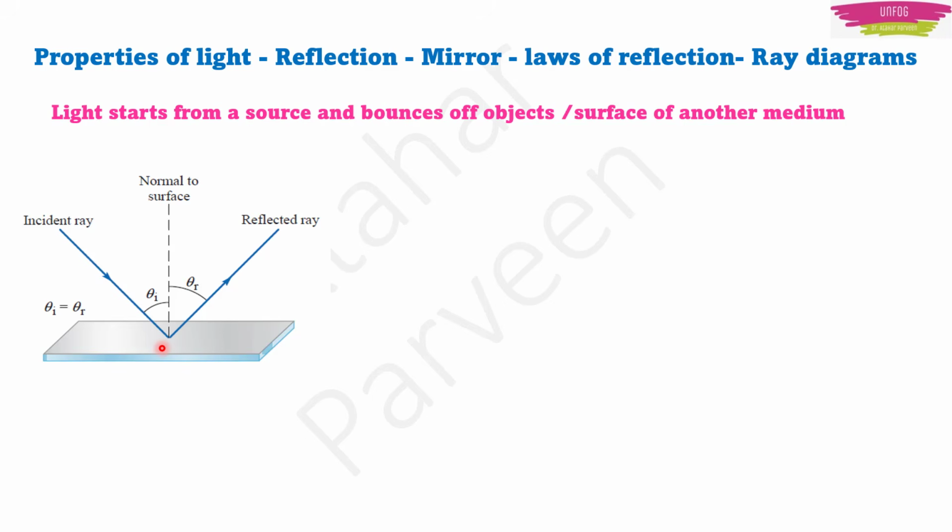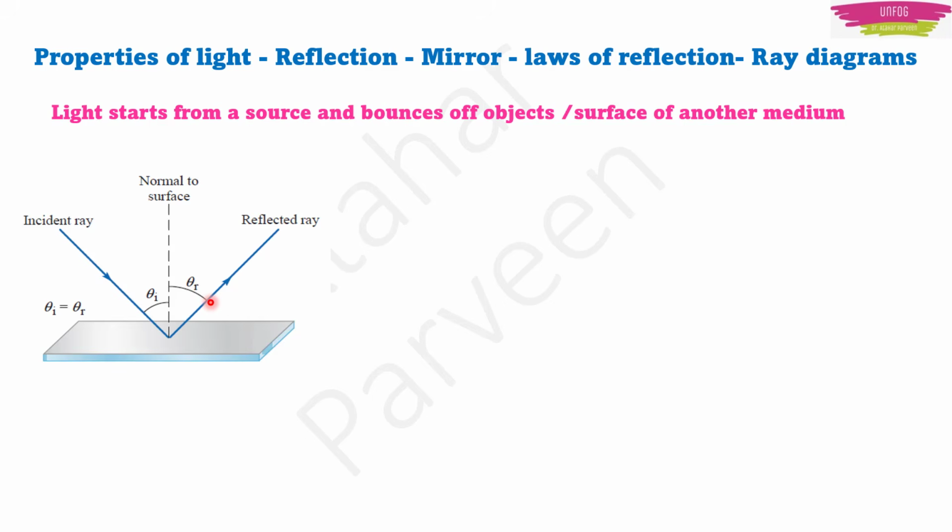There is one more line which we call the normal. We draw it perpendicular to this plane surface. This is the normal to the surface, and this is a very important line. It is an imaginary line, but it is very important because we are finding the angle of the incident ray with respect to the normal, and that angle is known as the incident angle, and the angle made by the reflected ray with respect to the normal to the surface is known as the reflected angle.